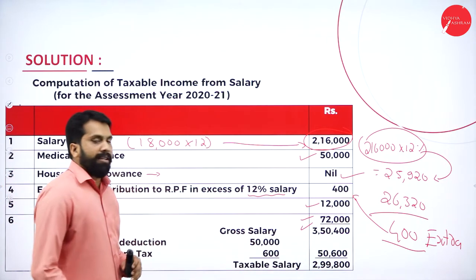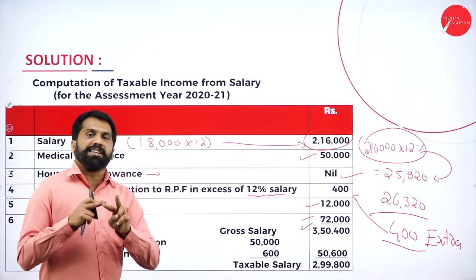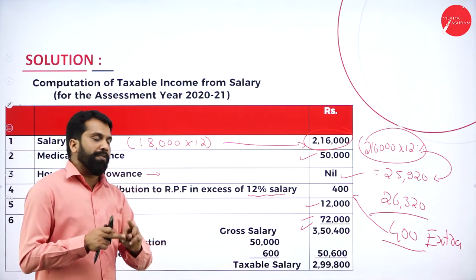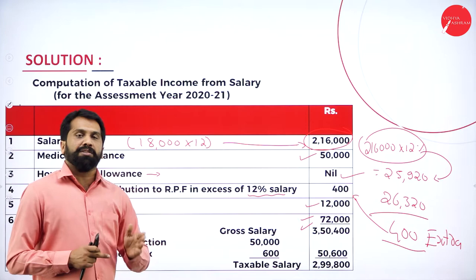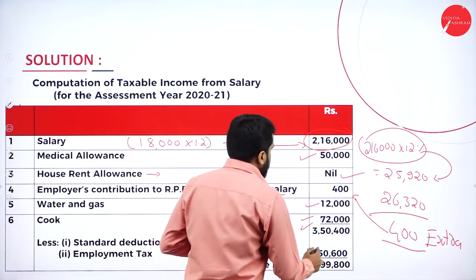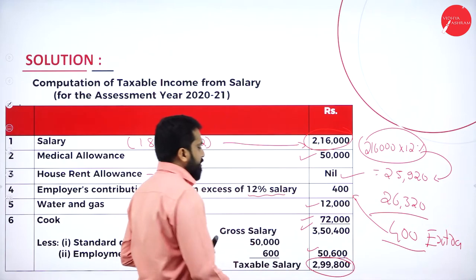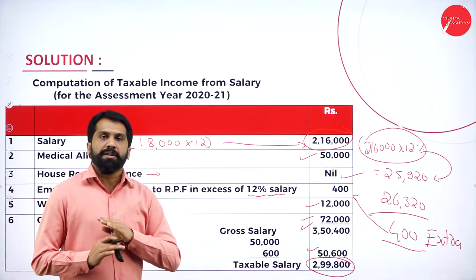3,50,400. From that, two things you have to minus. One, you have to remember standard deduction 50,000. Along with that, you have 600 professional tax. So add your employment tax. Minus these two, 50,600. Your answer is 2,99,800. Any doubt? No doubt.